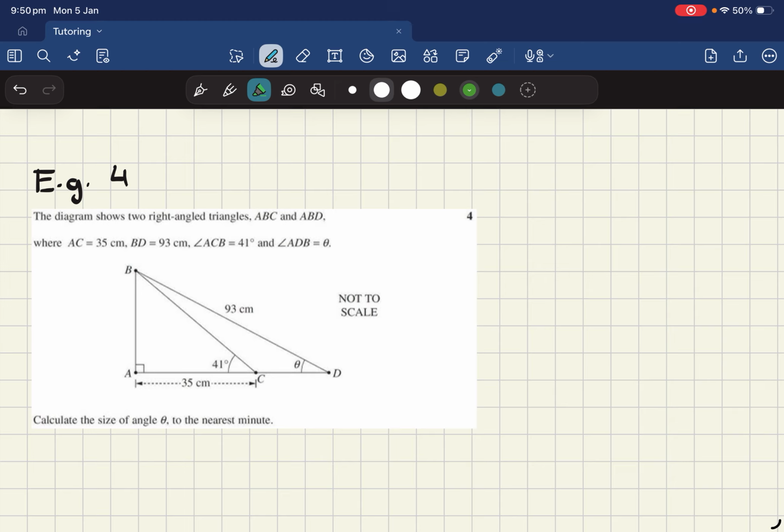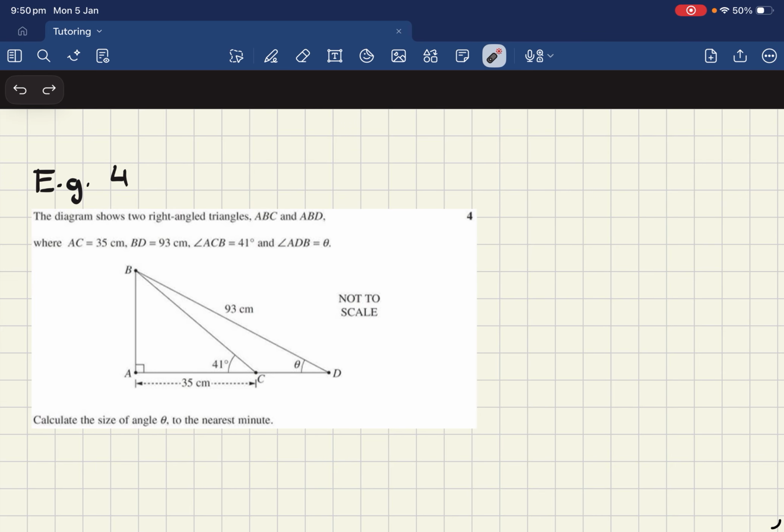triangles, triangle ABC. So this guy here. We've been given a smaller one, and we've been given ABD. So this one here as well. Now, the thing we're trying to build up to is finding the angle theta down here. But we encounter a problem, okay? Because we see that this side, 35, belongs to this triangle.